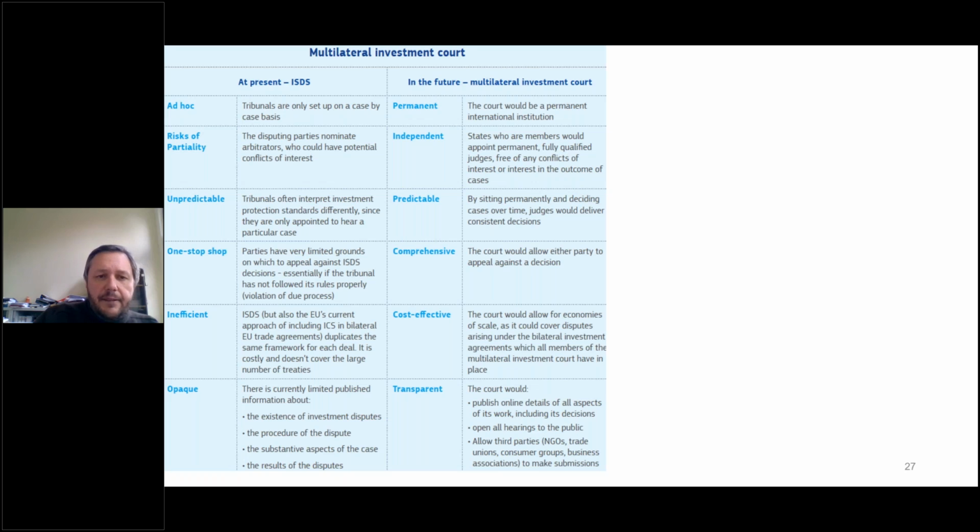Given the current deadlock at the WTO, there is a little bit less progress made on investment, but of course the political situation can change in the future, and then there might again be more movement with regard to the investment regime and to come up with some kind of a multilateral investment court type of thing.